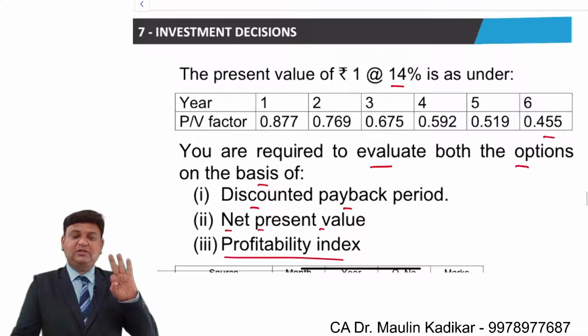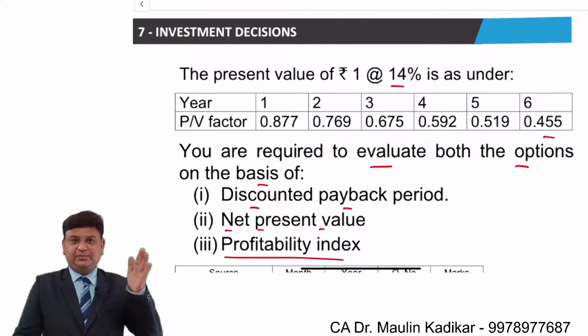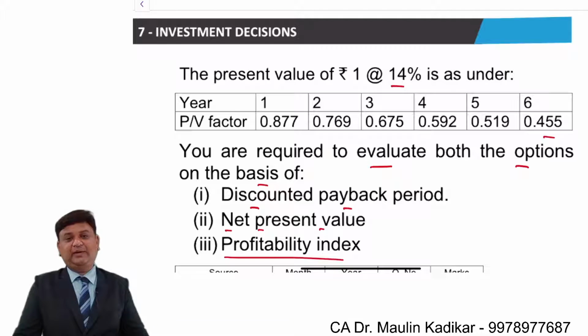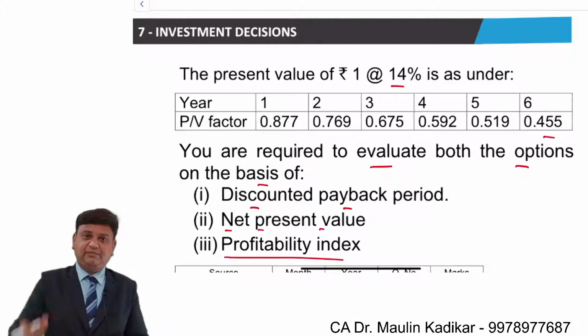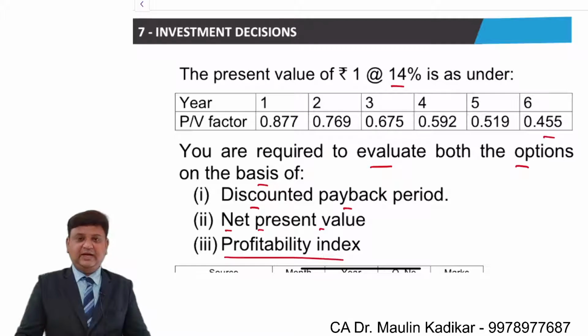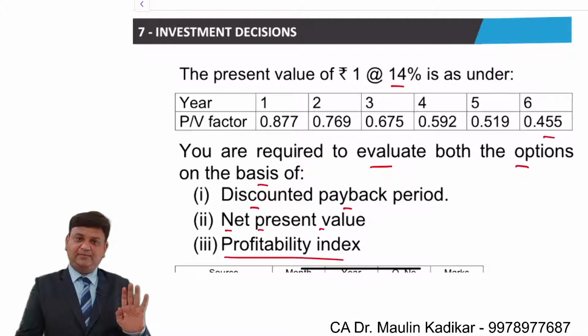So there are three methods by which we are required to evaluate both the projects. One is the discounted payback period. So we'll compute the discounted payback period for both of them, and the project which is having lower discounted payback period is preferable. NPV. Again, based on the NPV, the project which is having higher positive NPV will be selected. And the third is PI. Based on that, the project which is having higher PI will be accepted.